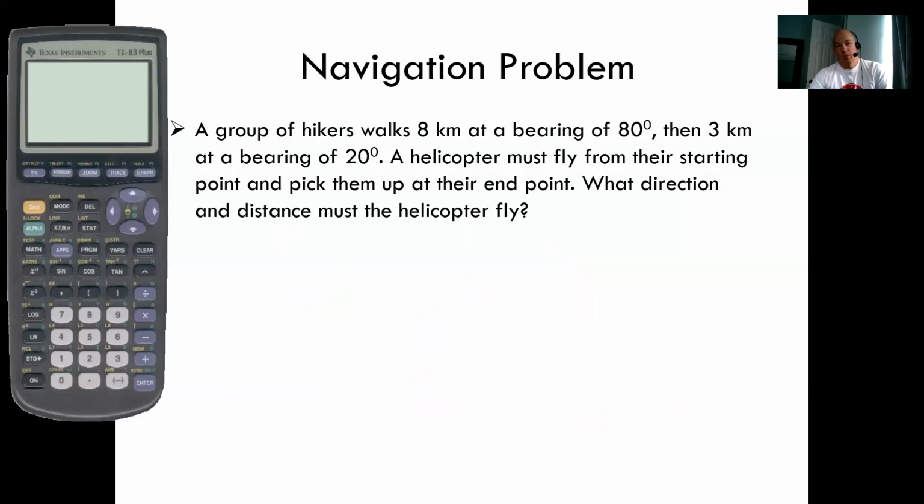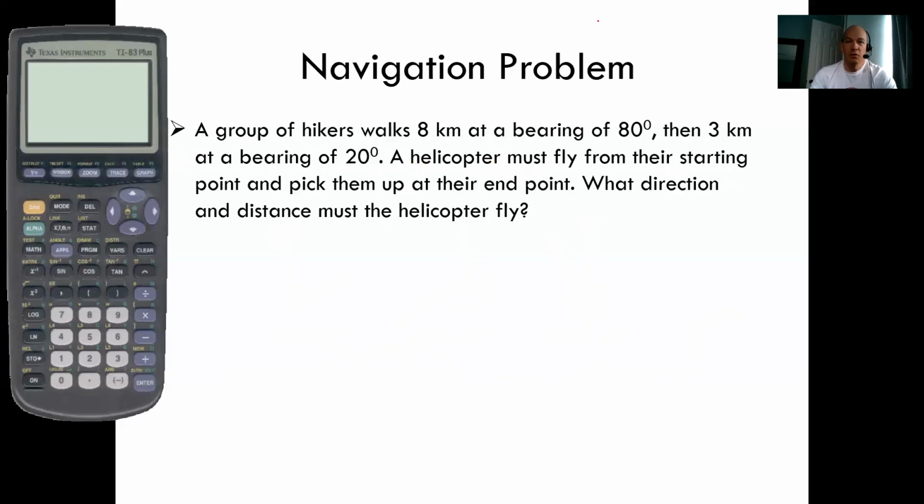Okay, so let's do a little problem here. These problems are nice and meaty and they involve a little bit of geometry, so we're going to go through this one in some detail. So a group of hikers walks 8 kilometers at a bearing of 80 degrees, then they walk 3 kilometers at a bearing of 20. I guess they get lost or something because a helicopter must fly from their starting point to pick them up at their end point. What direction and distance must the helicopter fly?